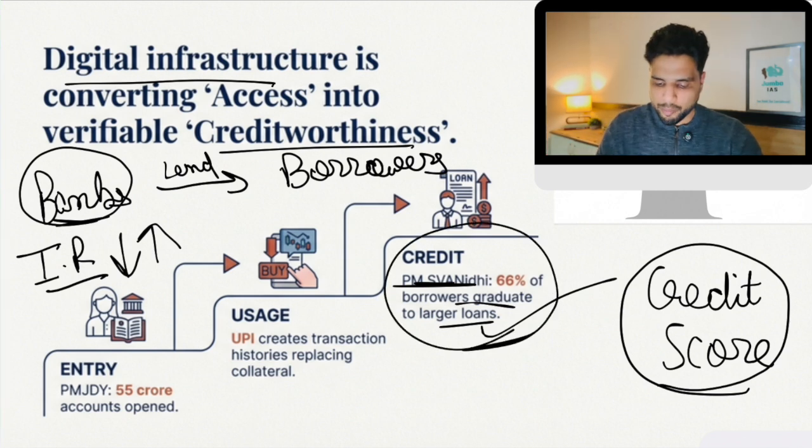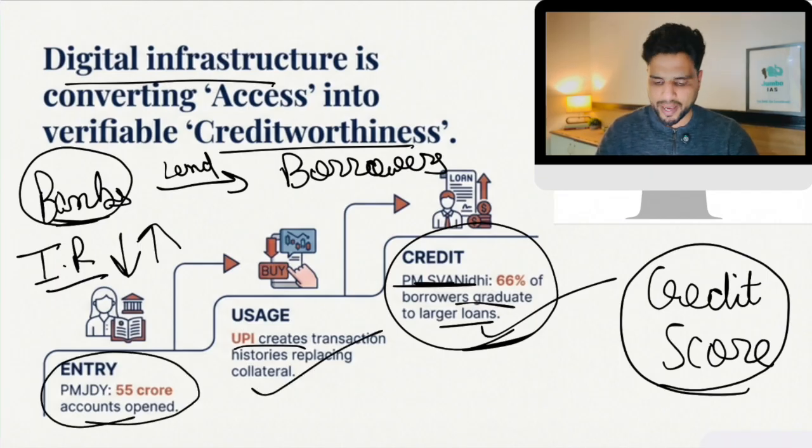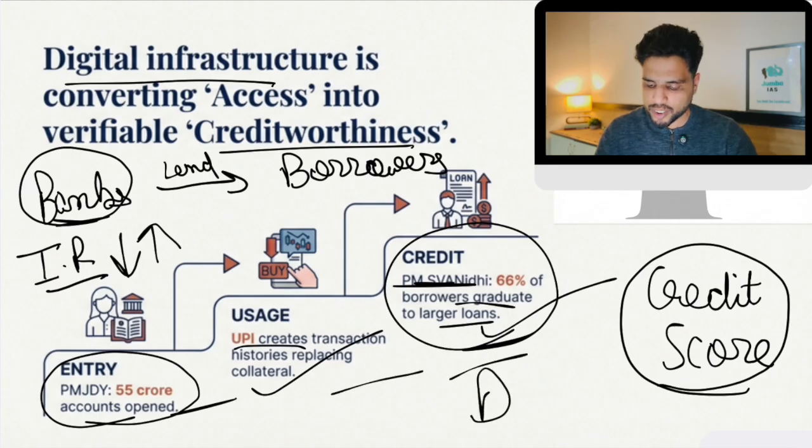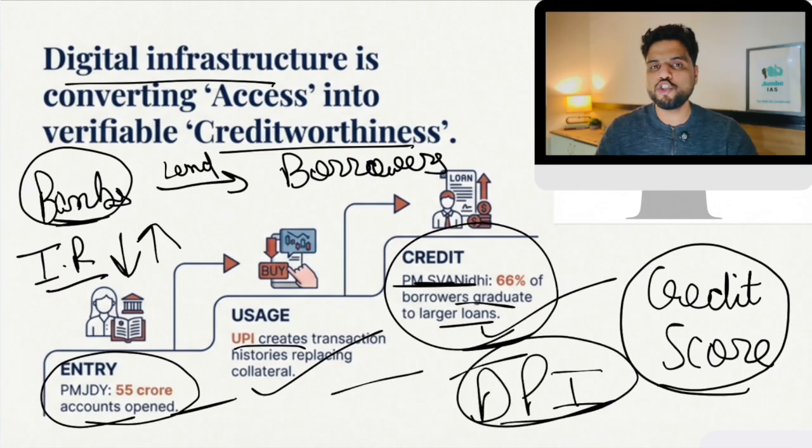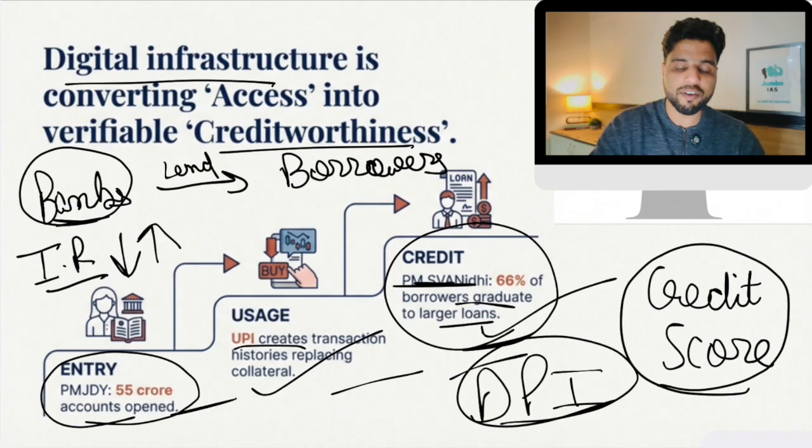How is it known? Because of UPI, there is a transaction history, your transaction history. Banks take a look at your transaction history and see whether this person is having money or not. Plus, with PM Jan Dhan Yojana, everyone has a bank account. So digital public infrastructure has aided banks in judging a person's or a company's credit worthiness. Technology has come to the rescue.